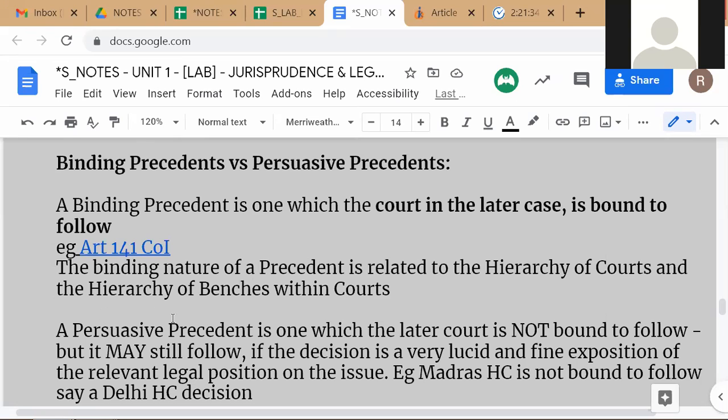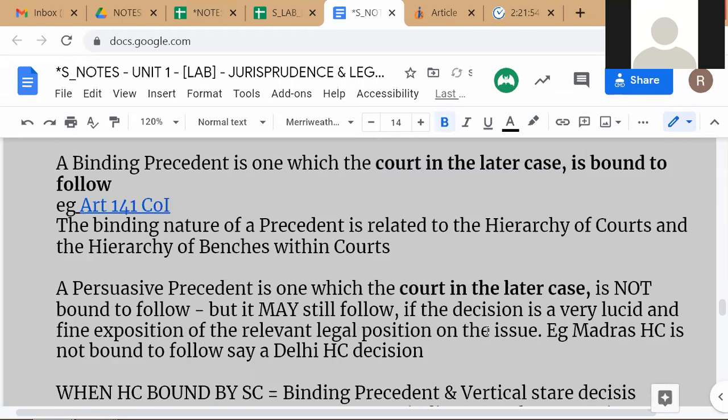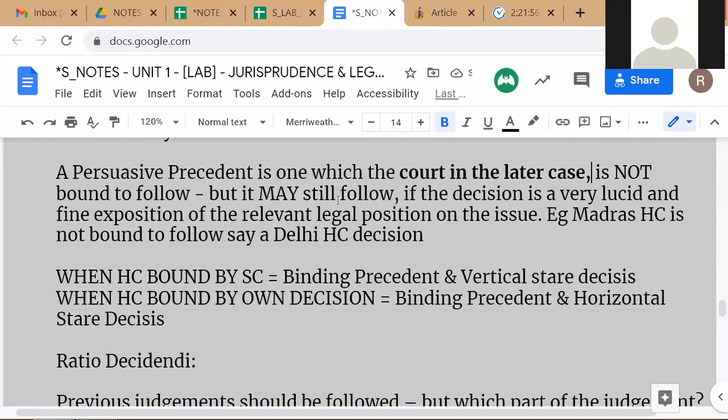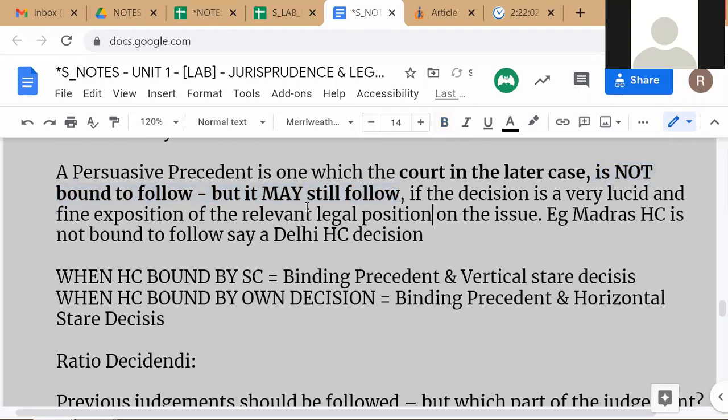Now, there's also something called a persuasive precedent. Again, I've used court in the later court, so this should be changed to court in the later case, which the court in the later case is not bound to follow, but it may still follow. Maybe I could change the construction of the sentence a little bit, but don't worry about that at this stage.